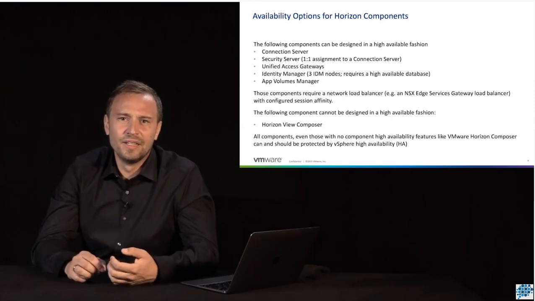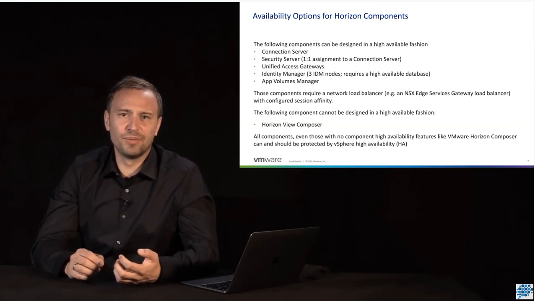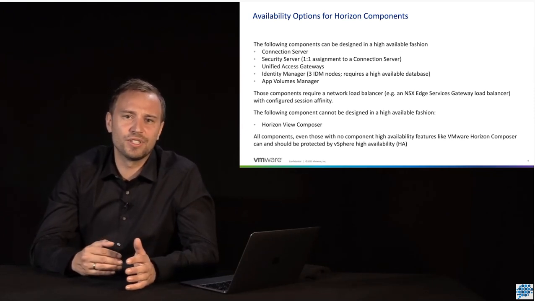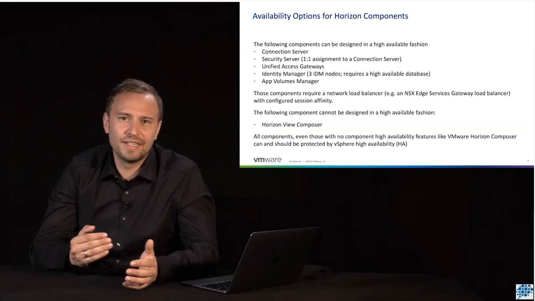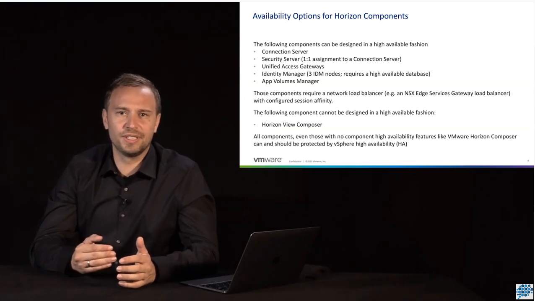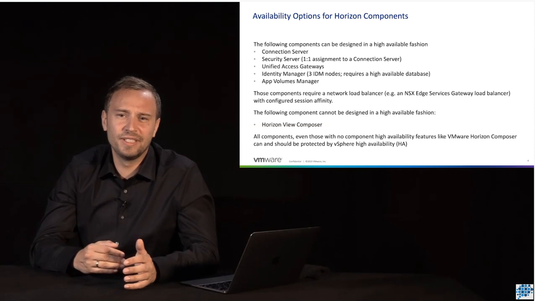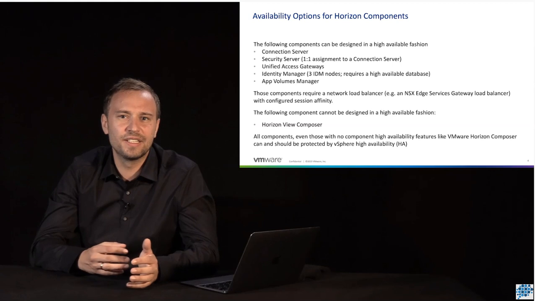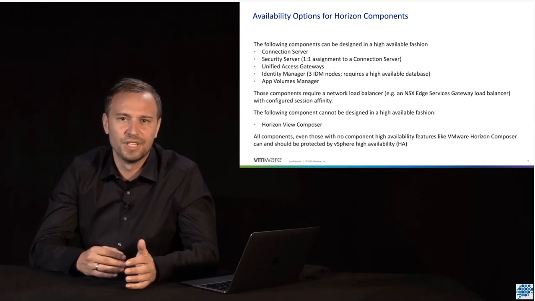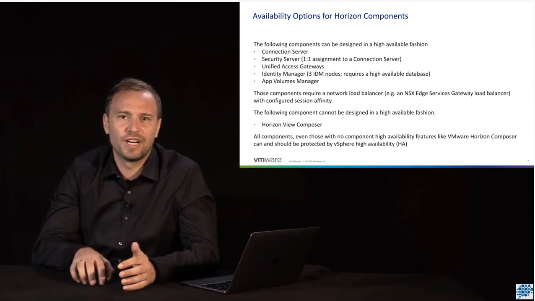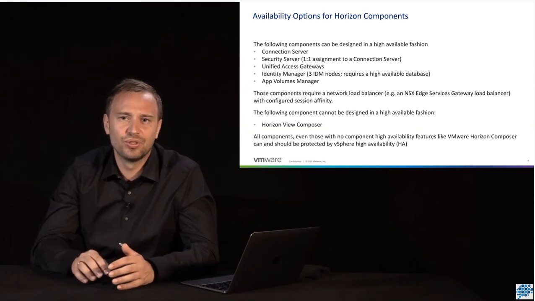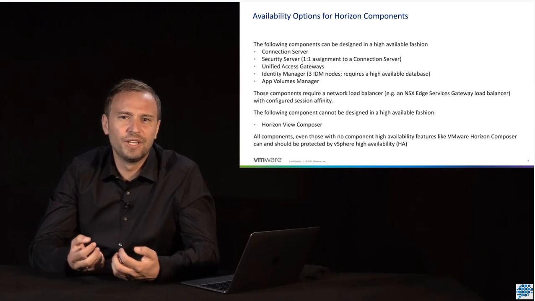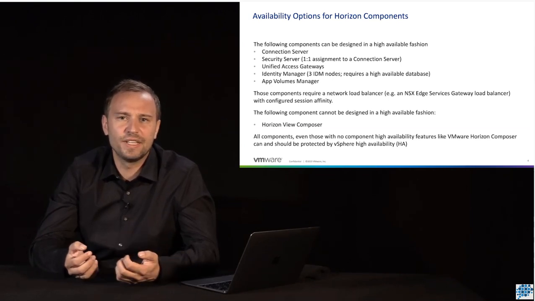And again, if we want to make them highly available, we can place those components on a cluster that utilizes vSphere high availability. So remember, vSphere high availability can always be used as an addition to existing application-based availability methods. So we place all of our connection servers on a high availability cluster. We make sure that they are separated from each other with anti-affinity rules, and therefore we increase the availability of our Horizon environment.